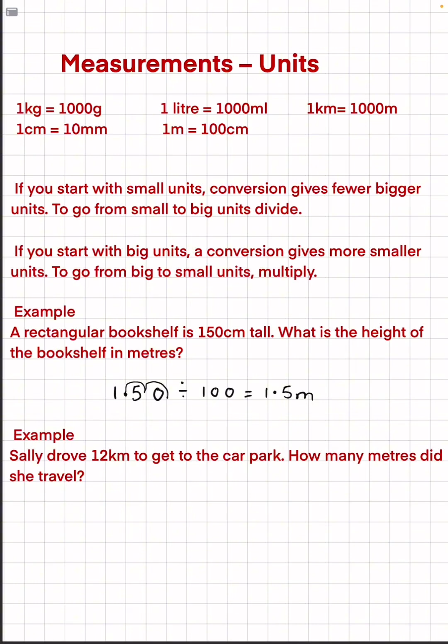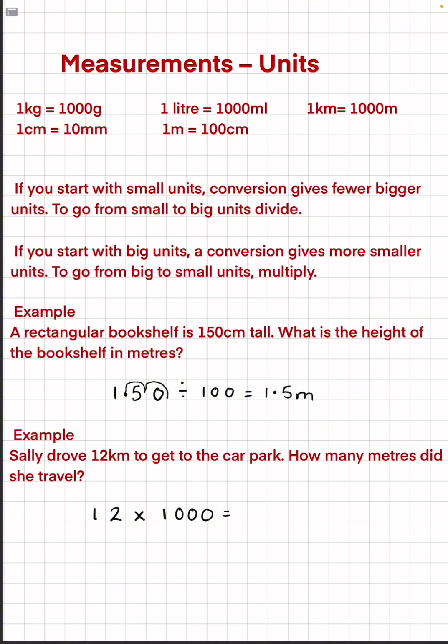Here is another example. Sally drove 12 kilometers to get to the car park. How many meters did she travel? So kilometers is bigger than meters. To go from big to small units, we multiply. 1 kilometer equals 1,000 meters. So to convert 12 kilometers to meters, we need to multiply by 1,000. So 12 multiplied by 1,000.